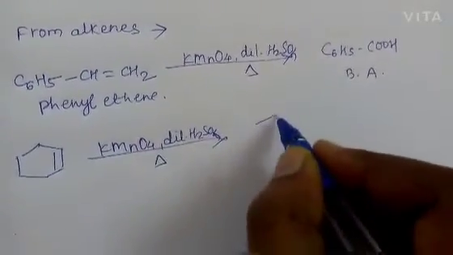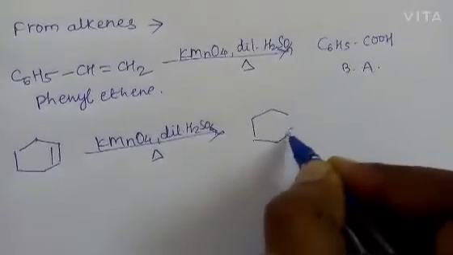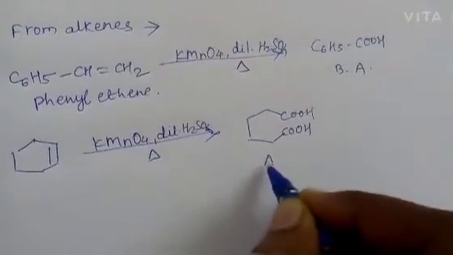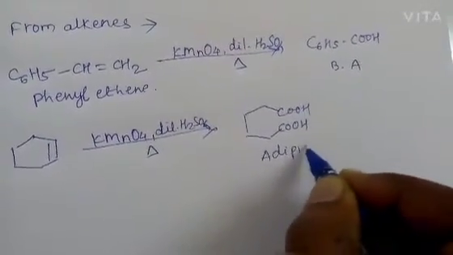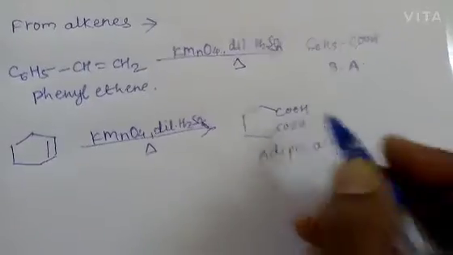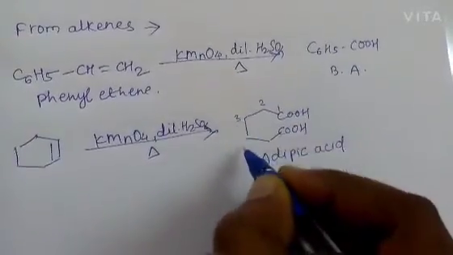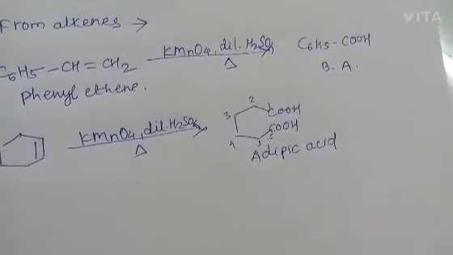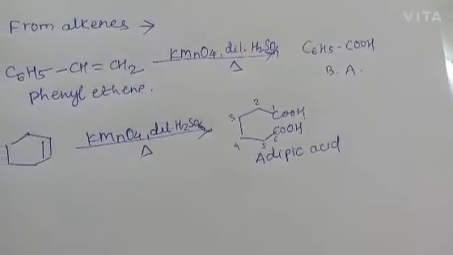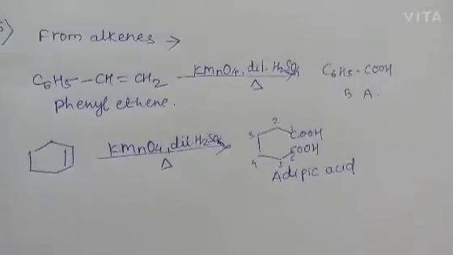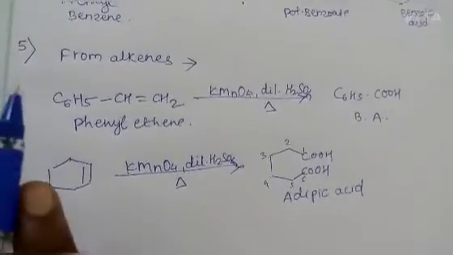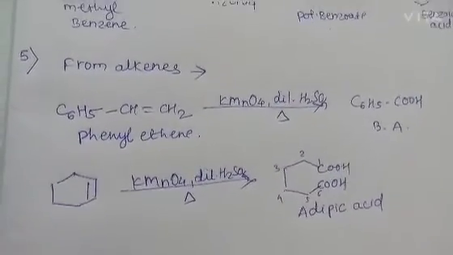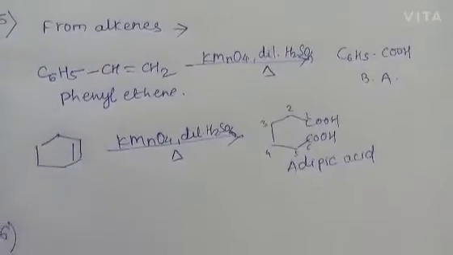then it forms the common name of this, adipic acid, and the IUPAC name is hexane-1,6-dioic acid, with carbons numbered 1, 2, 3, 4, 5 and 6. Okay, these are the two examples we have seen from alkene. Okay, one more reaction is given, that is from Grignard reagent.